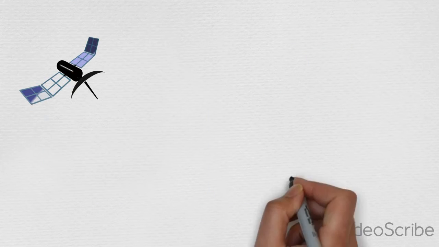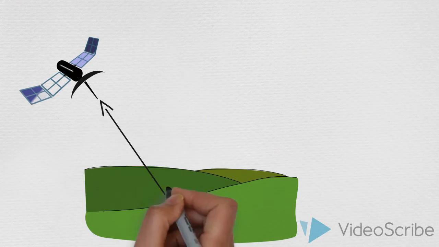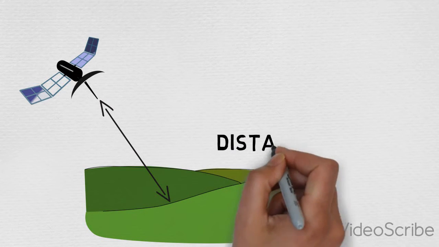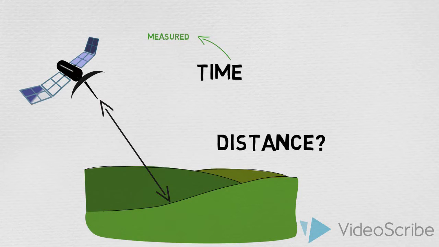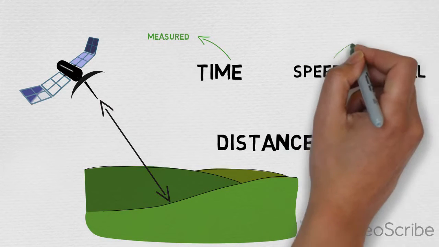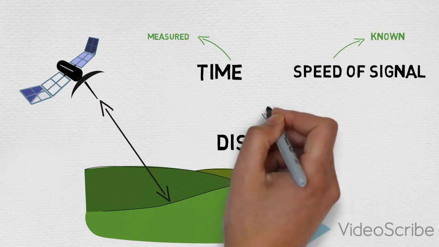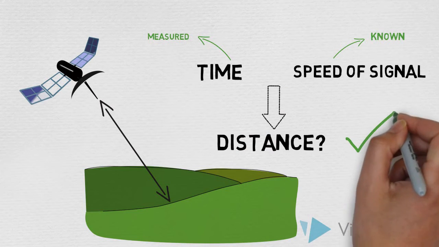So radar tries to measure the distance between a satellite and the Earth. This is done by measuring the time and by knowing the speed of the signal. If we combine this, we can measure the distance.